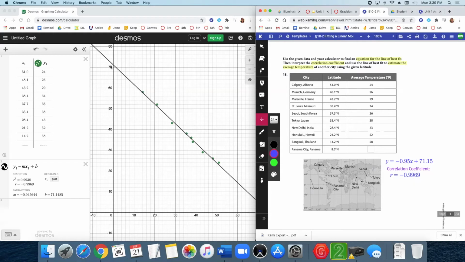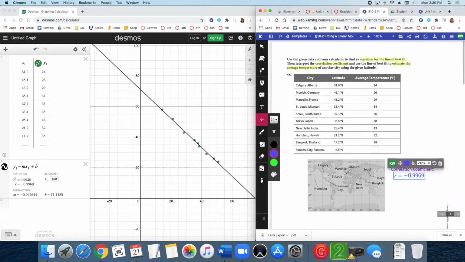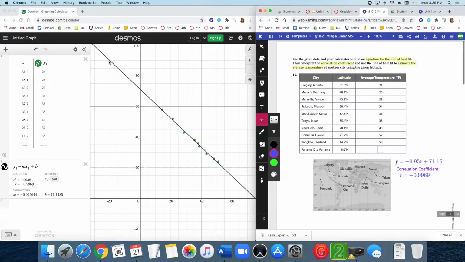So I notice that my line is really close to all of my points, so that tells me one way I can tell it's a good fit. And then also my correlation coefficient, I know if it's really close to +1, it's a good fit, or if it's really close to -1, it's a good fit. So since I can see it's very, very close here to -1, what that tells me is it's a downhill slope. So it's a negative correlation, and it's a really strong fit.